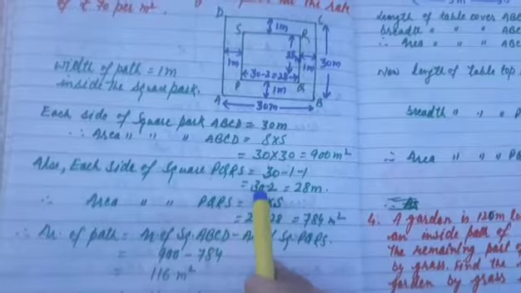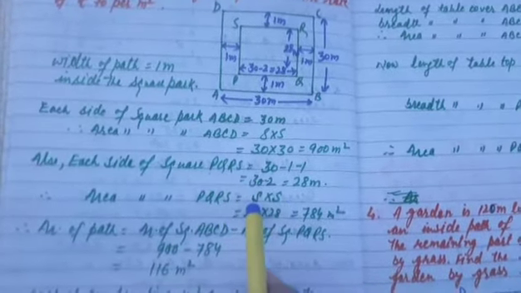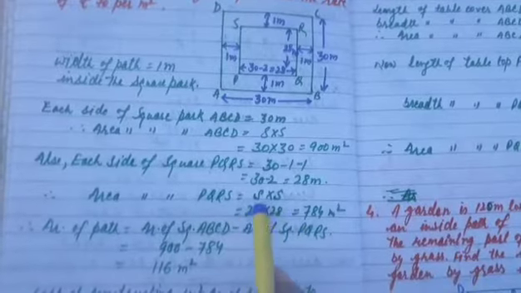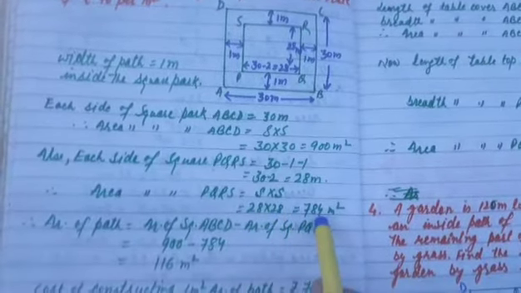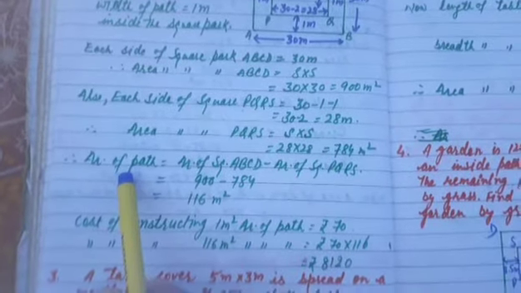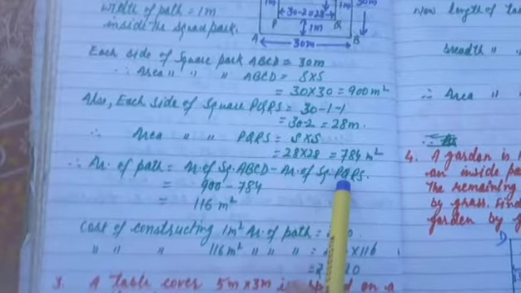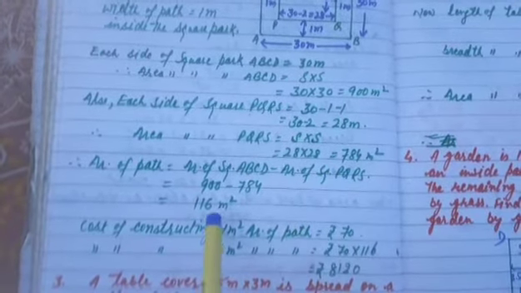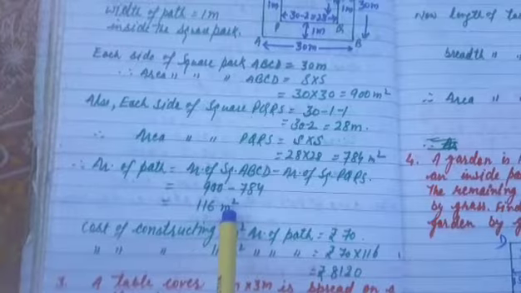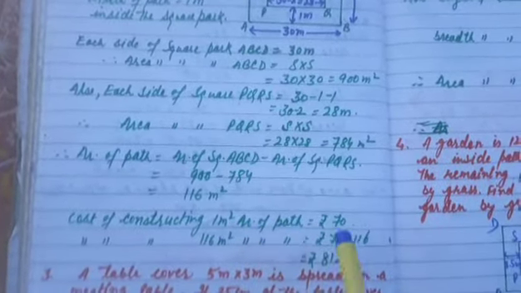Therefore each side of this internal square park PQRS is 28 meter, and its square, the area of this square, is equal to 784 meter square. Now the area of path becomes area of ABCD minus area of PQRS, that is equal to 116 meter square. Now the cost of constructing 1 meter square area of path is rupees 70.